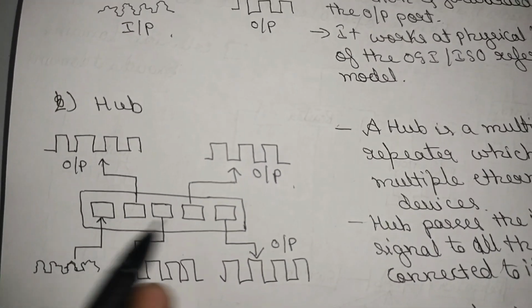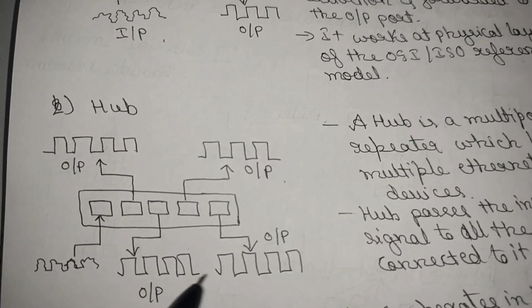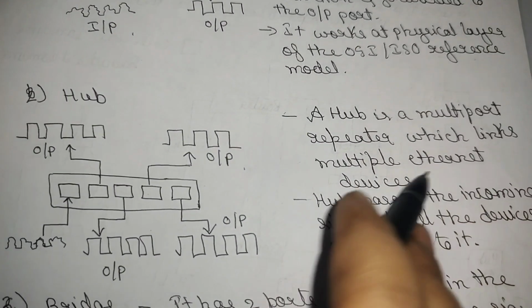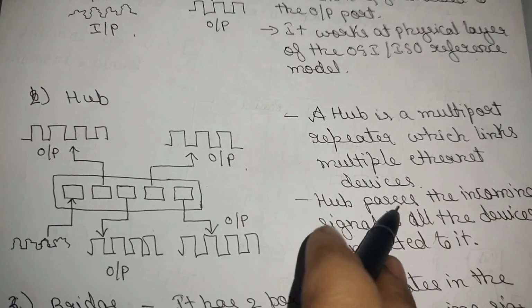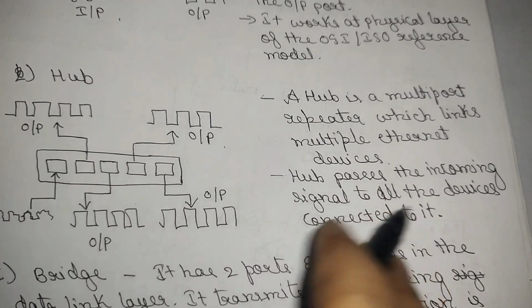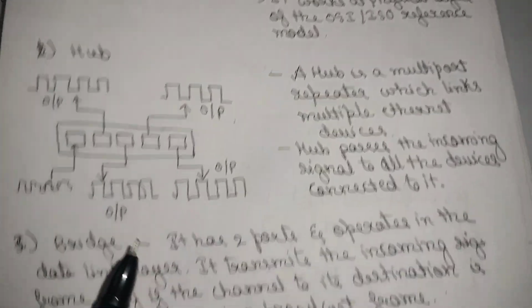So next is a hub. Here there are multiple outputs. It is a multi-port repeater which links multiple Ethernet devices. Hub passes the incoming signal to all devices connected to it.